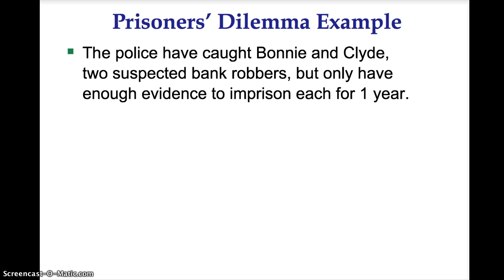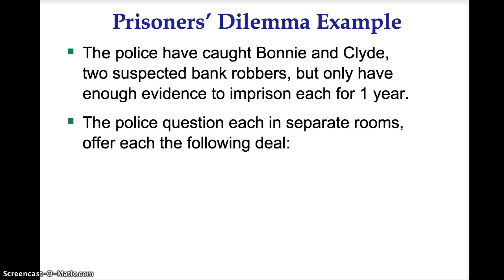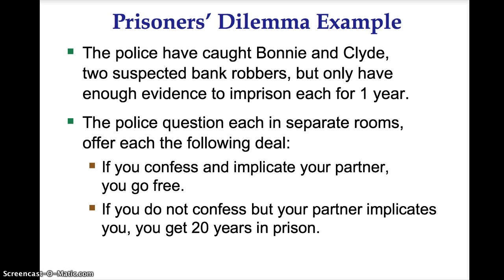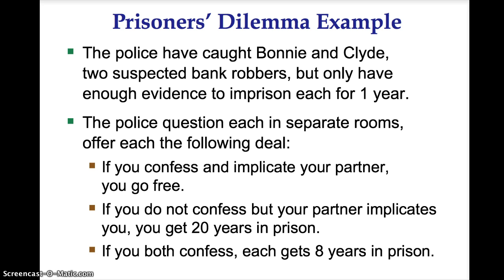The police have caught Bonnie and Clyde, two suspected bank robbers, but only have enough evidence to imprison each for 1 year. The police question each in separate rooms, offer each the following deal. If you confess and implicate your partner, you go free. If you do not confess but your partner implicates you, you get 20 years in prison. If you both confess, each gets 8 years in prison.